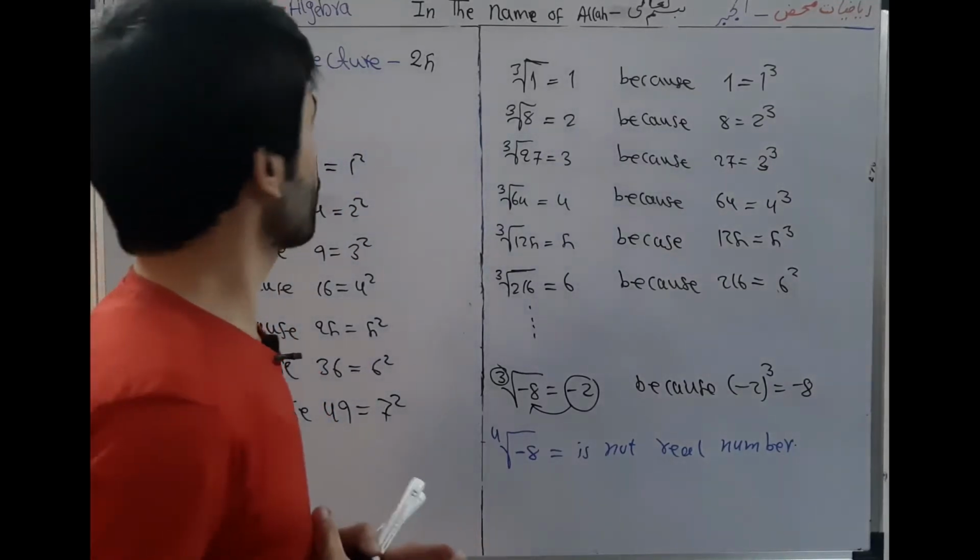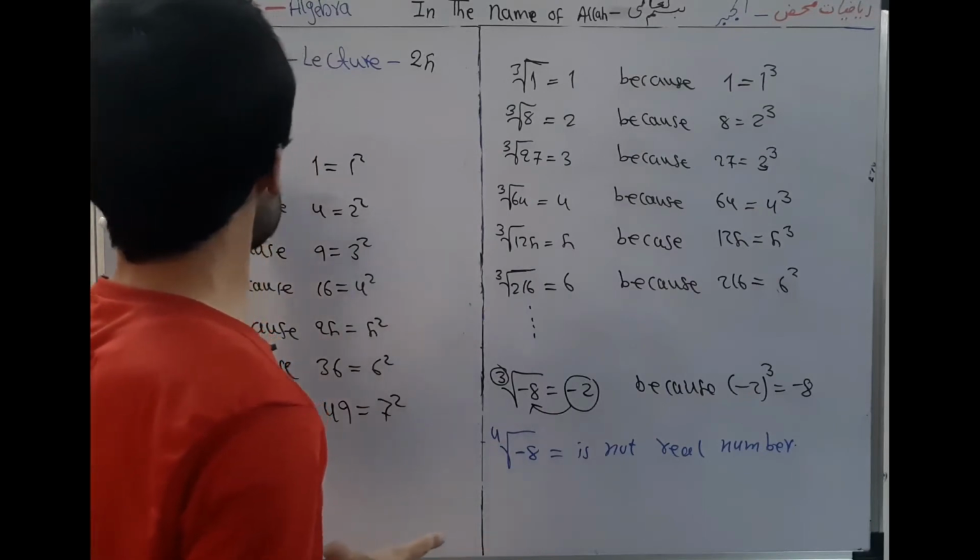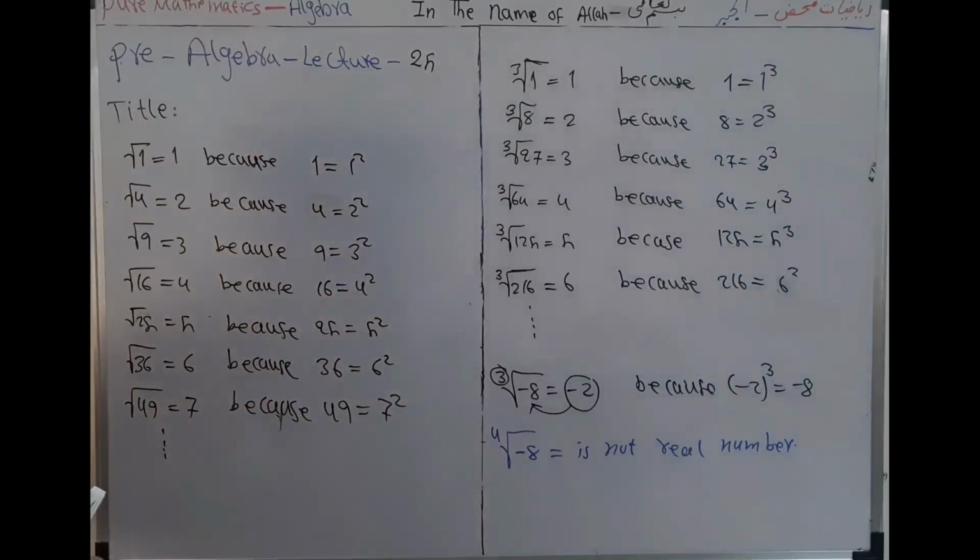It was the lesson of this lecture 25, generalization about the n-th root of a number, which we explained here.